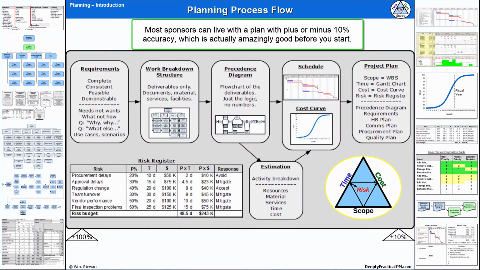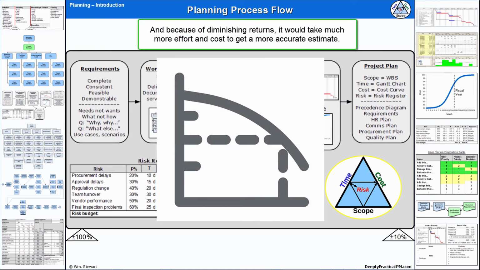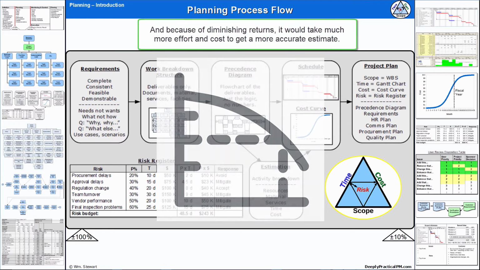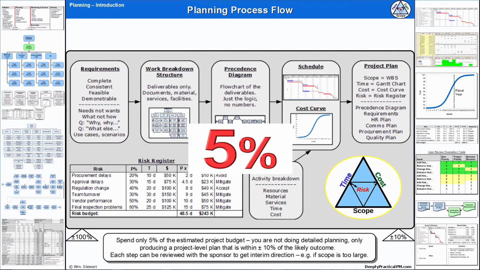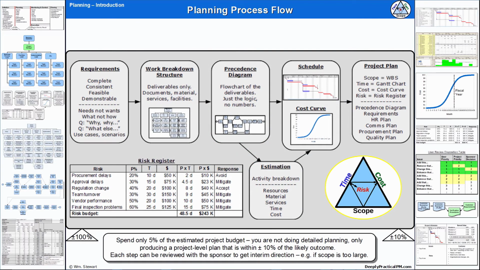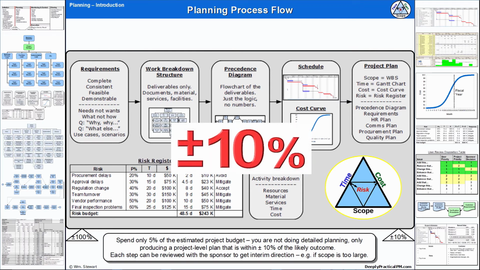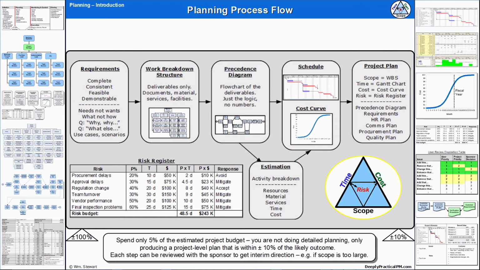Most sponsors can live with a plan with plus or minus 10% accuracy, which is actually amazingly good before you start. And because of diminishing returns, it would take much more effort and cost to get a more accurate estimate. Spending just 5% of the estimated project effort to get an estimate within plus or minus 10% is the best result for the least work.